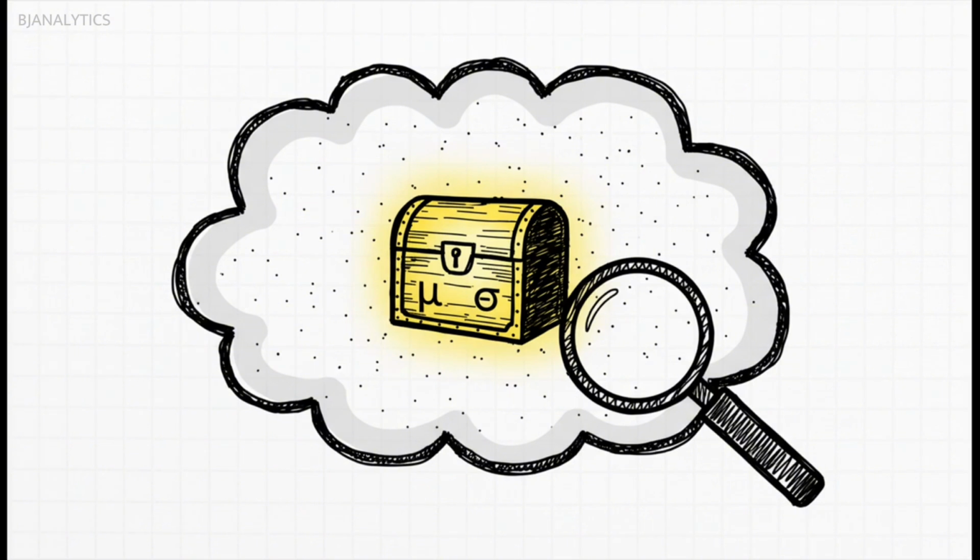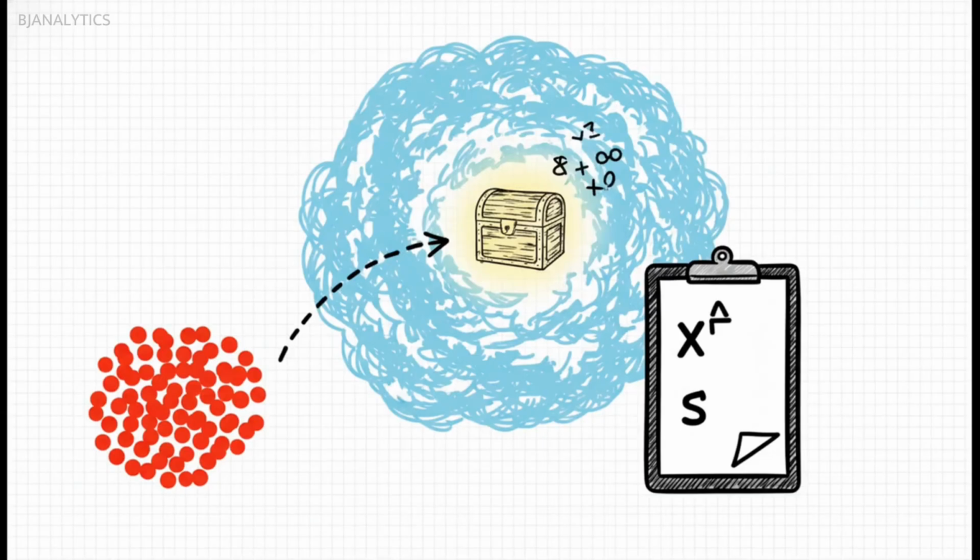So in the world of statistics, we have special symbols for these true, perfect values we're hunting for. The true average of the whole population is called mu, and the true measure of how spread out the data is called sigma. Think of these as the population's secret parameters, the hidden treasure we're trying to find.